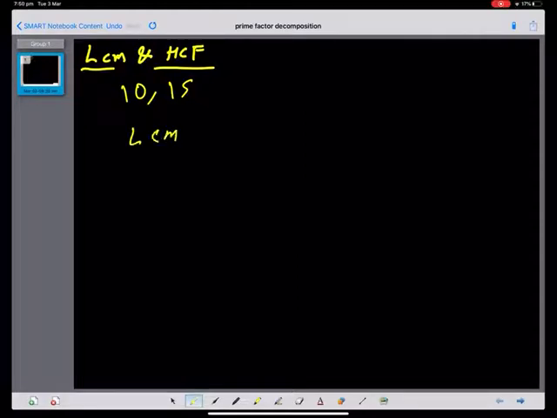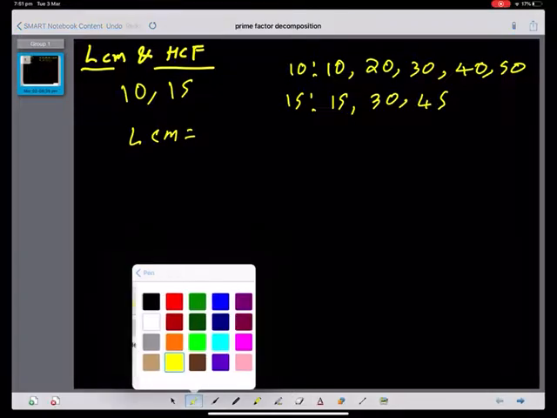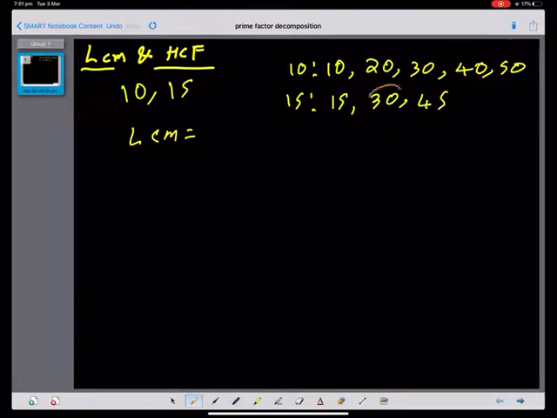Let's do lowest common multiple first. Let's look at multiples of 10: 10, 20, 30, 40, 50. Multiples of 15, we've got 15, 30, 45, and we can stop there. And I can show you that 30 is the lowest common multiple of 10 and 15.